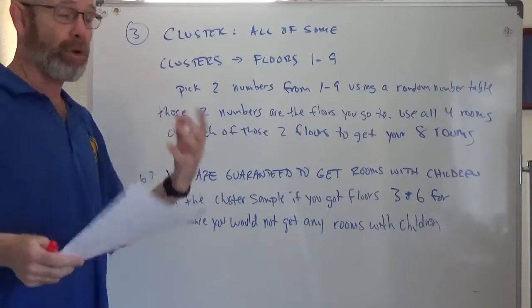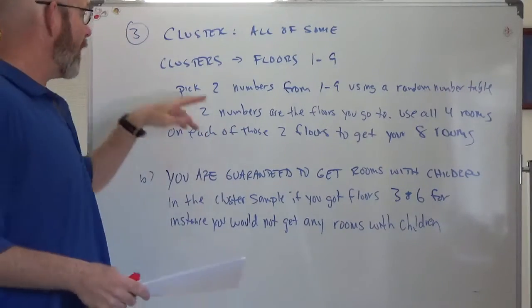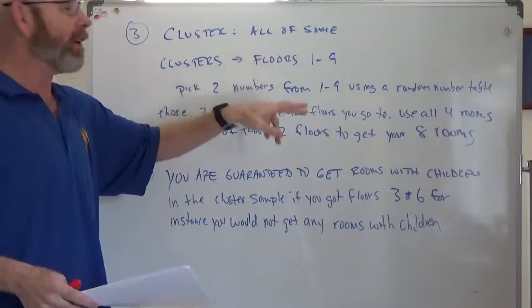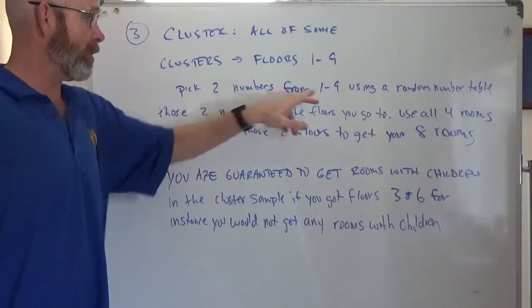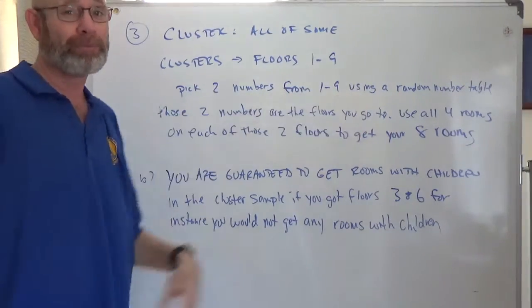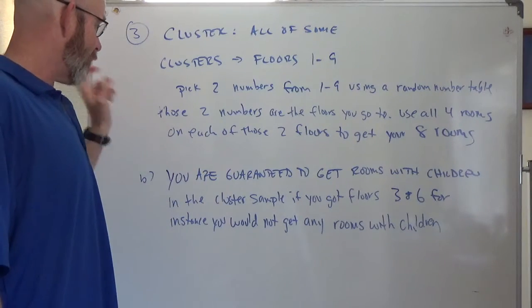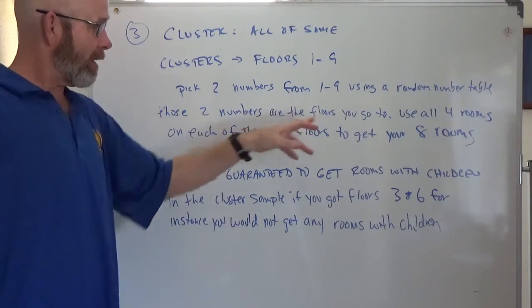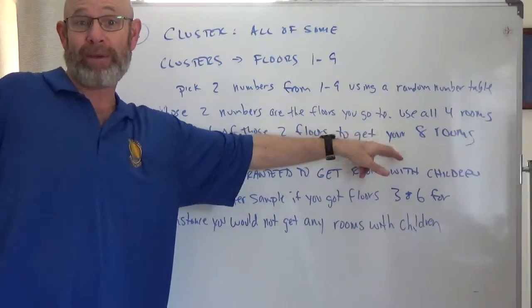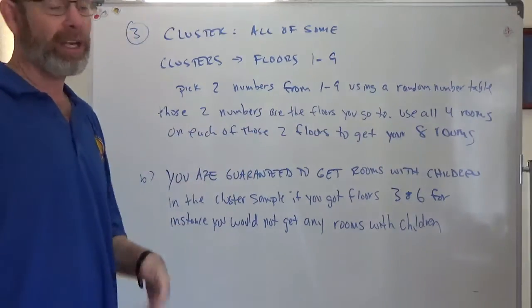So since we want 8 rooms, there's 4 on a floor. I group them by floors, 1 through 9. I picked 2 numbers at random from 1 to 9 using a random number table. Those became my 2 floors. And then I checked all 4 rooms on each of those 2 floors to give me the 8 rooms to check. That's the cluster sample.